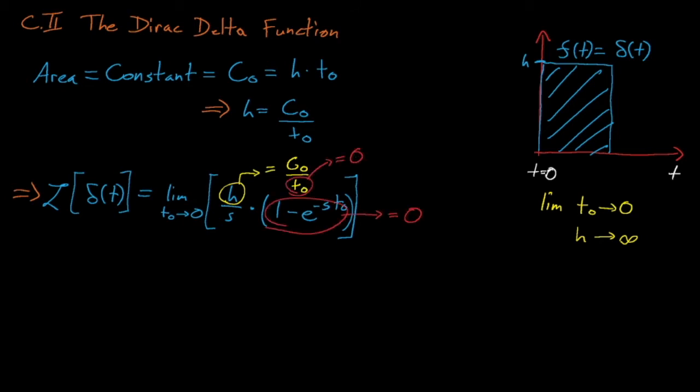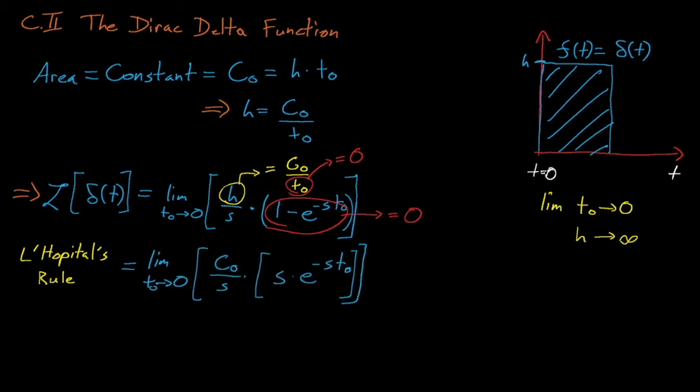Because we have a limit that is equal to 0 over 0, we can apply L'Hopital's rule to the 1 over t naught and the 1 minus e terms, and see that our limit is simply equal to c naught. By convention, c naught equals 1, which means that the Laplace transform of a delta function equals 1, and that the Laplace transform of some constant h times the delta function equals h.